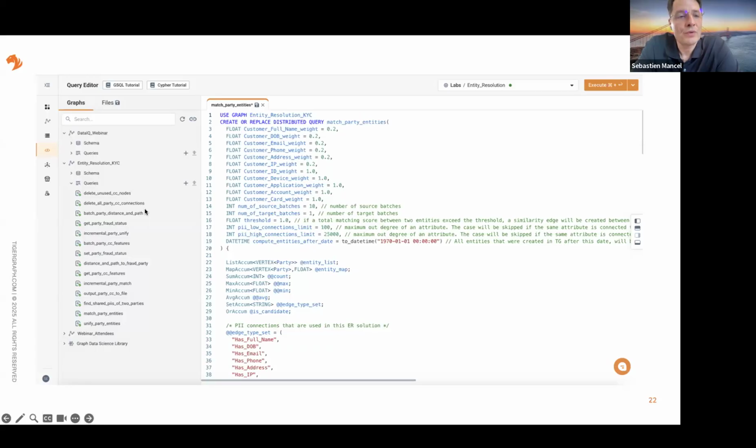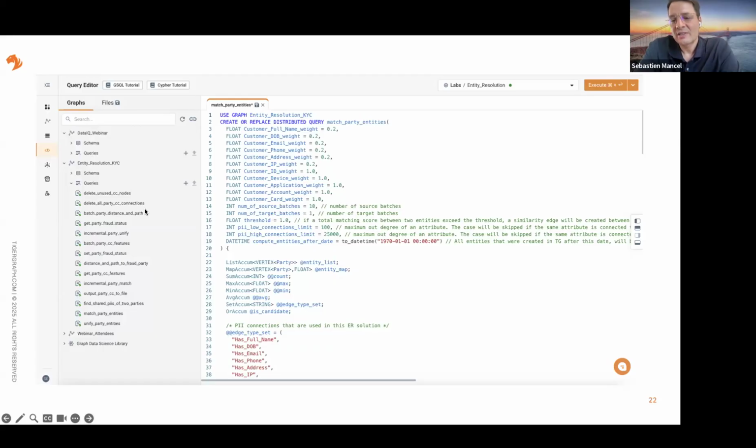It also includes rules for scalability. So for example, you can limit the maximum degree of attributes to avoid noisy connections and allow incremental matching by date. So what's really powerful here is that you don't just see the raw query. It's a configurable framework. That's really how you should think about this. So analysts can adjust the thresholds, they can tweak the weights and define which attributes are included without having to rewrite everything from scratch. So the key takeaway here is that the query is the engine that operationalizes entity resolution.